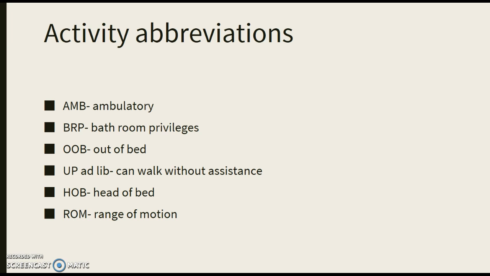HOB is head of bed, and ROM is range of motion, and that's where we have the patients move their arms and their legs, especially if they're in bed rest, to keep them from getting contractures.